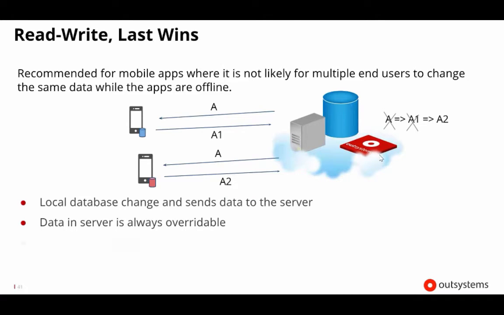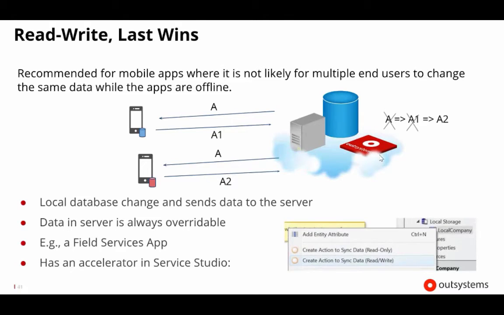This is very important. As an example, we can have field services apps where different users can access information in a work order and change some fields there. So this one, like the first that we've seen, also has an accelerator in Service Studio. If you want to do this sync data read-write last wins, all you need to do is right-click on the entity and select create actions, and all of the logic and the flows will be automatically created.